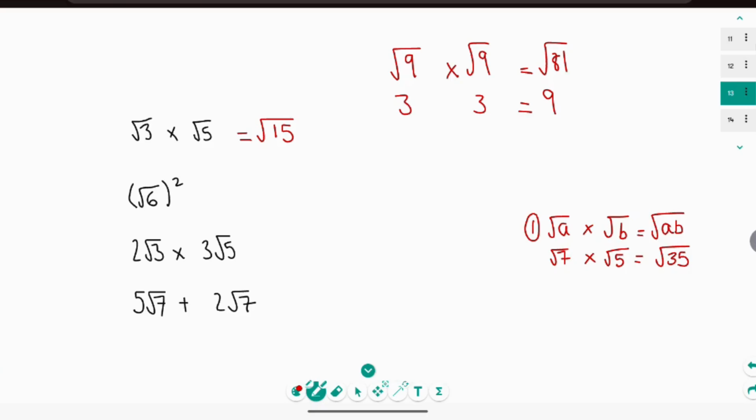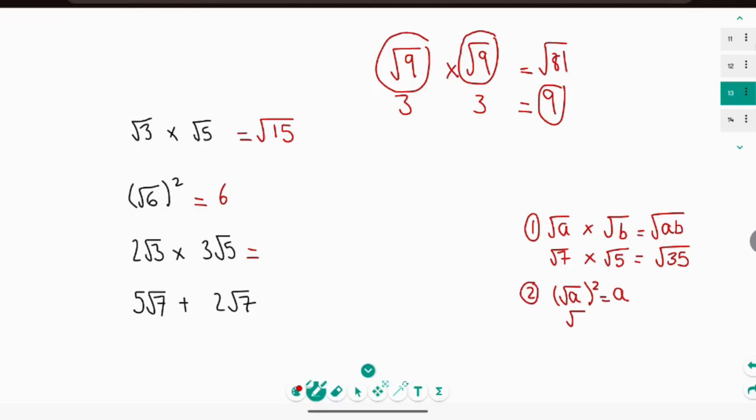Okay, square root of 6 squared is just 6. A square reverses a square root. You can sort of see this here. We're timesing the number, the surd by itself, and we just get 9. Square root of 9 times the square root of 9 is 9, right? Let me just write this in algebra. Square root of A squared equals A. And I'll put a little example underneath here. Square root of 3 squared is 3.